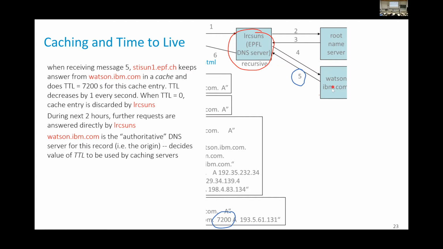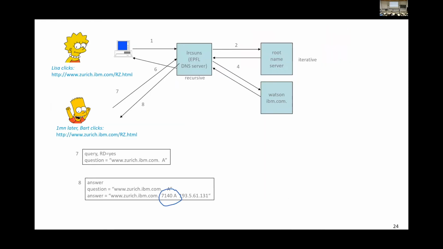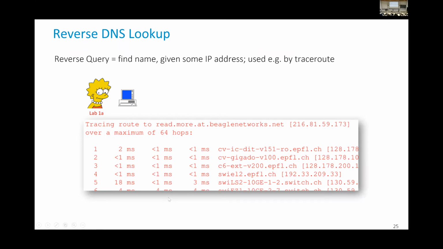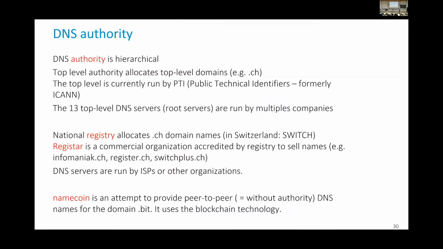For example, here the IBM company sets a time to live of 2 hours, which means that when someone else at EPFL wants to resolve this address, it will be done locally because it's in the cache, but the answer that you receive has a smaller time to live. So if this would be cached again, which is typically done, your device will cache it, then it will expire after some time. I skipped the reverse DNS lookup.